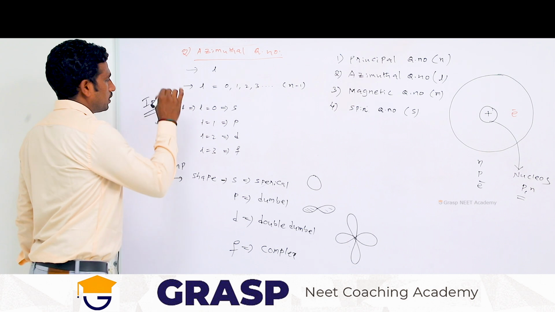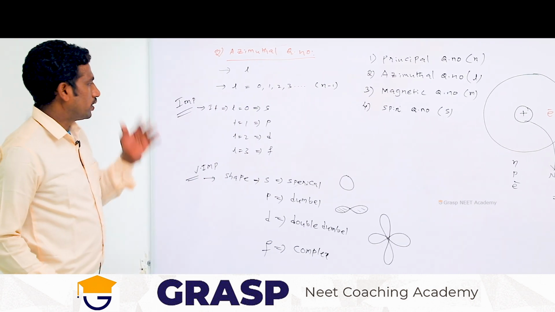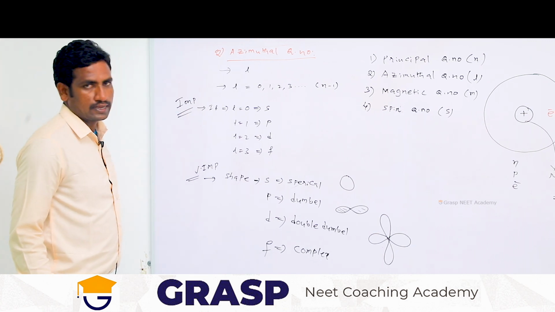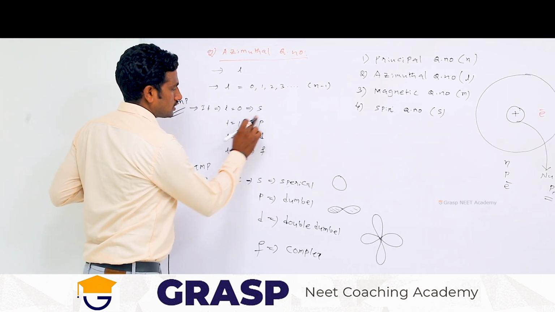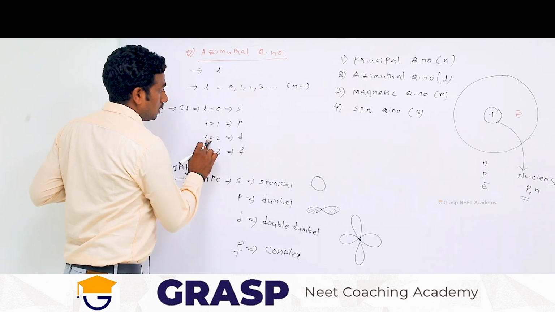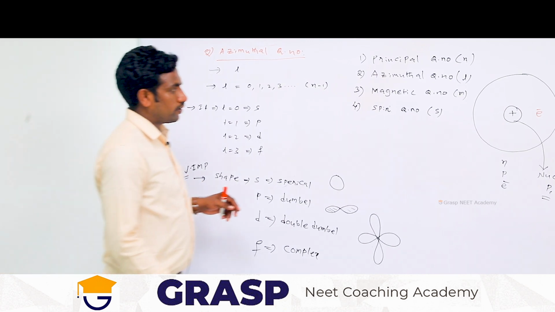Why do you need to remember this information? Later you will know how important it is. These are all things you can understand, right? l is equal to 0 means s orbital. l is equal to 1 means p orbital. l is equal to 2 means d orbital.